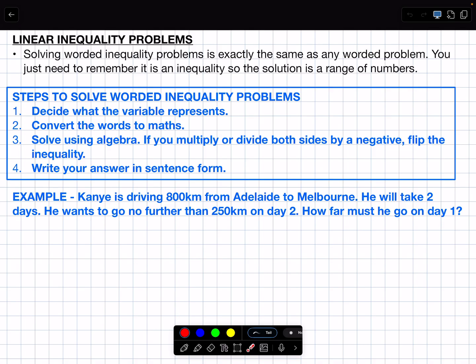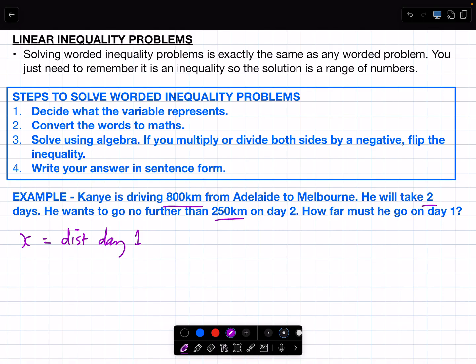Does this question tell you or suggest what you should make x? How far he must go there? Yep, x is distance day 1. Now that you've experienced a number of worded problems, what important information is there? Does anyone care that it's Kanye? No, that's not important. Doesn't matter that 800 kilometers was a total. Doesn't matter that it's going to take 2 days. That doesn't actually come into the maths here. What's the other number that's important in our calculation? He doesn't want to go further than 250. Good.